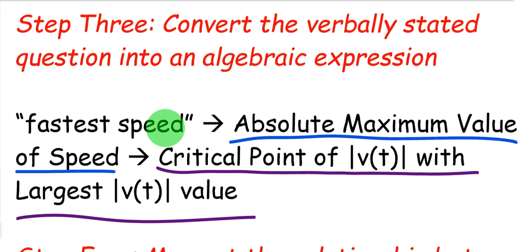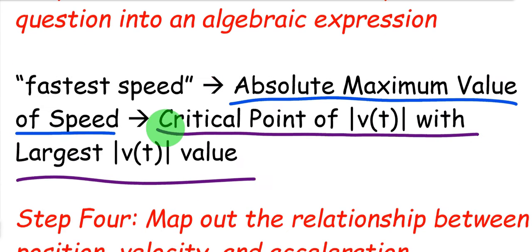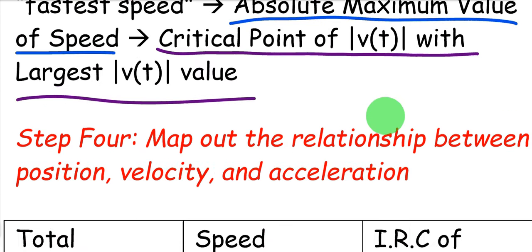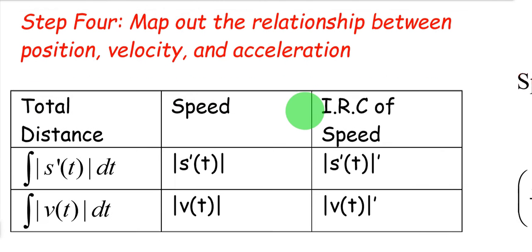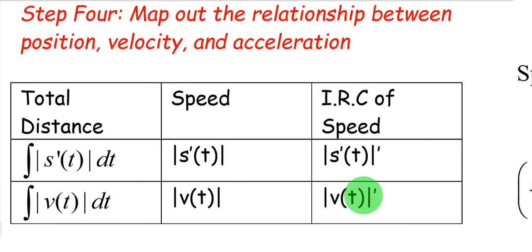Okay, so remember, when you find critical points of a function, you need to take its derivative. So we're going to have to take the derivative of speed, which we've already done. We did that in one of the previous sections, so I'm just going to reiterate it slightly. Step 4, map out the relationship between position, velocity, and acceleration. So again, we actually have to take the derivative of speed here to figure out its critical points, which I like to call the instantaneous rate of change of speed, not to be confused with the acceleration equation we were given, 6t minus 4. It's a little bit different, and it has to do with whether it's negative or positive on a certain interval.